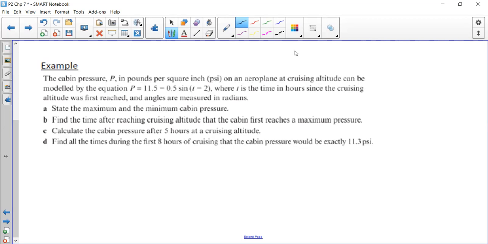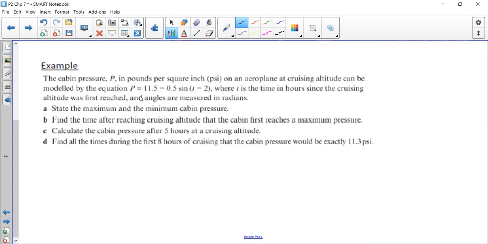Now we see this equation here. So the question is, what are the variables in here? So how many variables are there? The first question: there are two variables. P and t are your variables. So make sure you read what each variable stands for. Where t is the time in hours since the cruising altitude was first reached. So what is P again? P is the cabin pressure. And angles are measured in radians. So make sure you underline lots of keywords and whatever feels important to you.